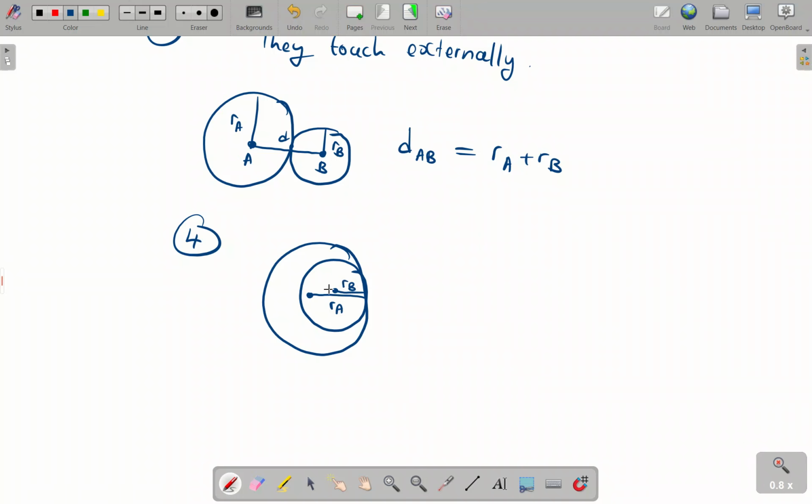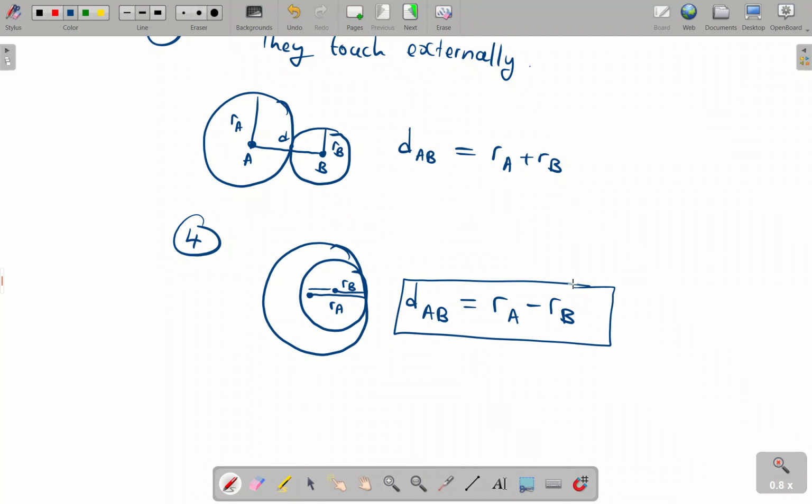So you see the distance between their centers is small. So that's why the distance between AB is simply, you subtract the radius of the small cycle from the radius of the bigger cycle, RA minus RB. So this is the formula that you'll use here.